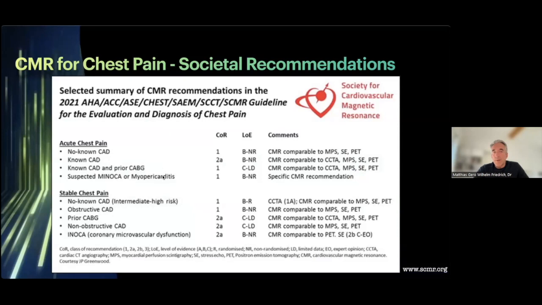In myocardial pericarditis, it's specifically a class 1 indication for CMR. The role of other techniques is much less important. And in stable chest pain, for all of these, CMR has been deemed comparable to other techniques. No known coronary artery disease, intermediate to high risk, more in other guidelines, it's more the low to intermediate risk. Then coronary CT plays a significant role, but CMR can also be performed in those.